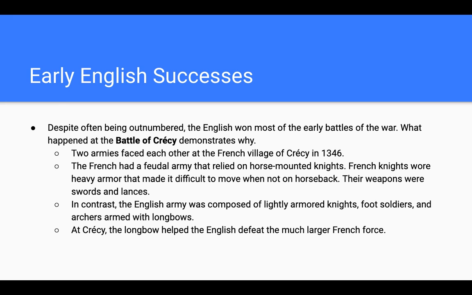So that difference between the crossbows used by the French and the longbows used by the English really proved to be the key factor in helping the English pull off these initial successes. The longbow had many advantages over the crossbow. For one, larger arrows could be fired more quickly. The arrows flew farther, faster, and more accurately, and could pierce the armor of the time. So again, that is what helped the English to defeat the much larger French forces.